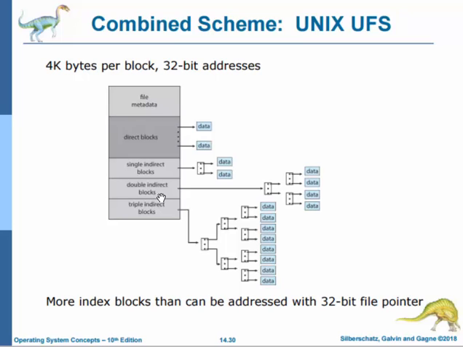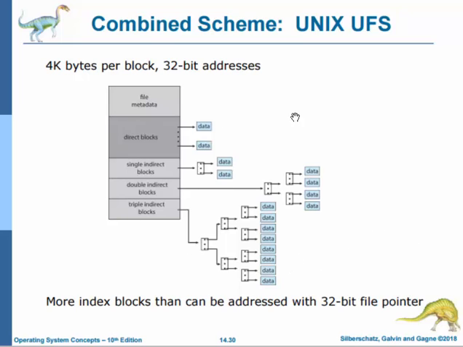The second points to the double indirect block, which contains the address of a block that contains the addresses of blocks that contain the pointers to the actual data blocks. The last pointer contains the address of a triple indirect block.